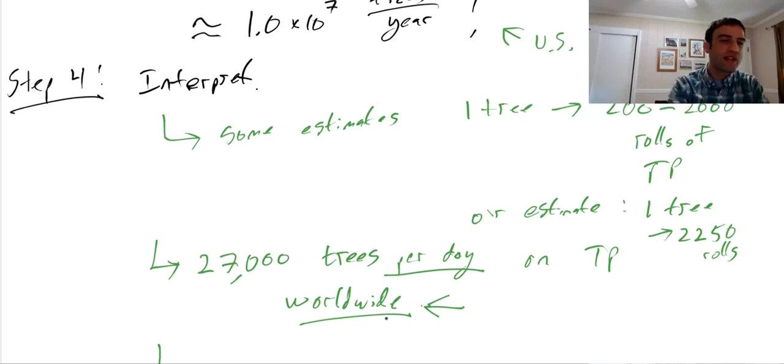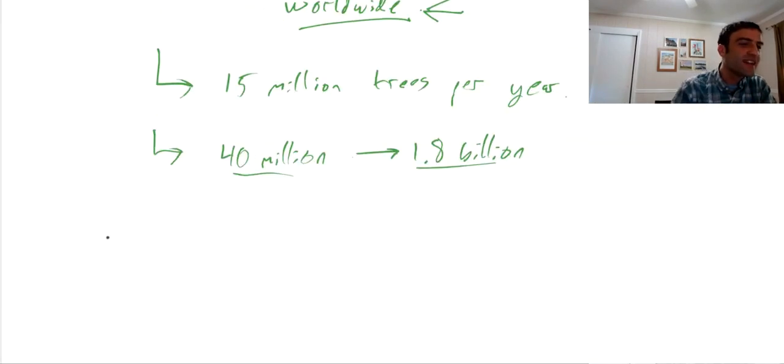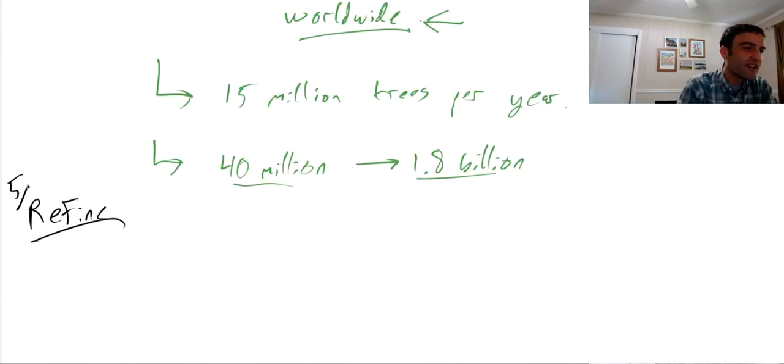I can look at different estimates for the final answer that I got and reason about what I think is the appropriate order of magnitude scale here. Okay. And then finally, step five, refine your results, is something that we could definitely do. I don't necessarily want to spend a lot more of my time guessing trees used to make toilet paper at the moment, but we could definitely go back and revisit every single assumption that I made.